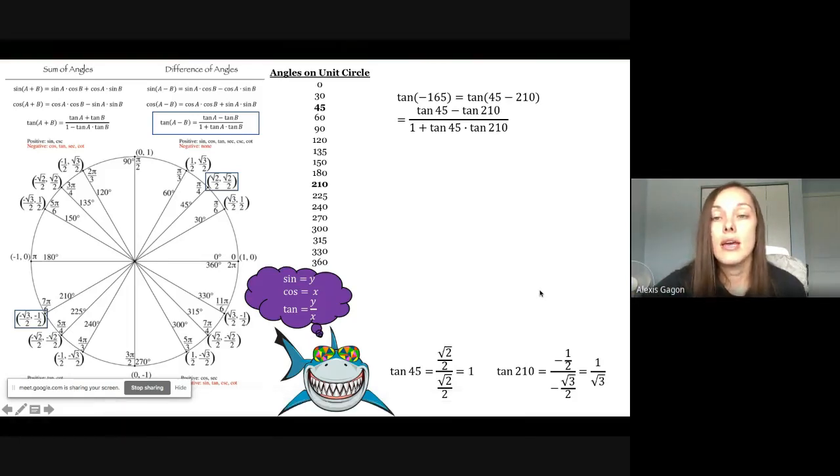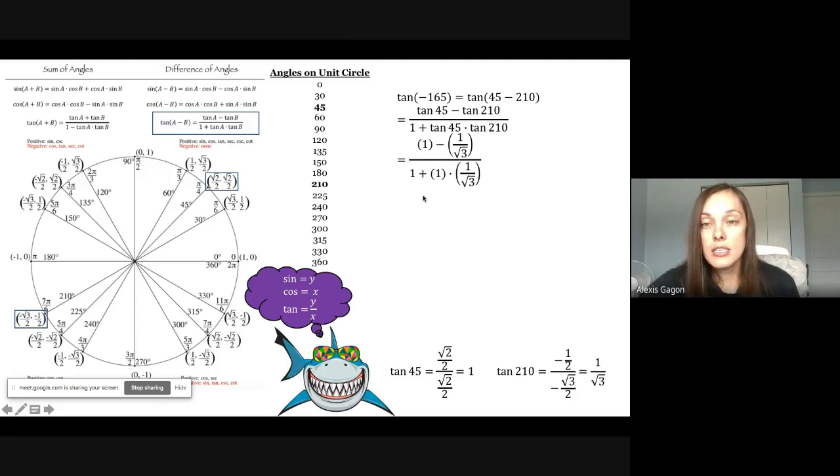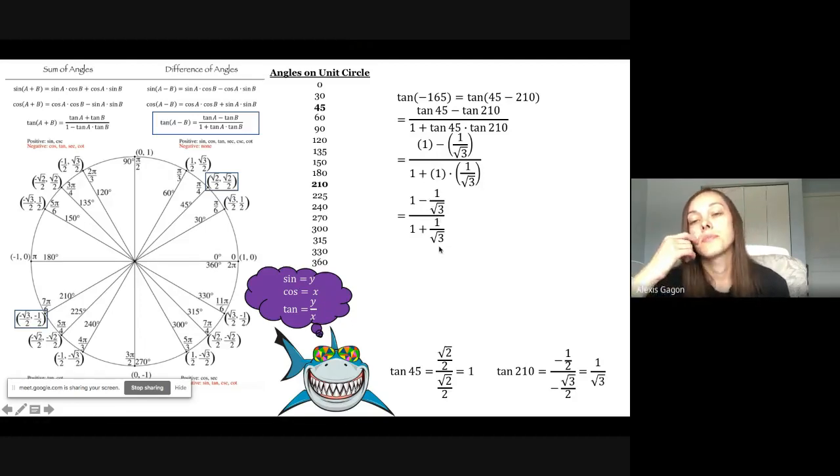Okay, so then I'm just going to plug these in. So tangent of 45 is 1, so I'm going to put 1 right there. Tangent of 210 is 1 over the square root of 3. And then 1 plus tangent of 45 is 1. Tangent of 210 is 1 over the square root of 3. So then I can simplify this a little bit further. That's 1 minus 1 over the square root of 3, and then 1 plus 1 over the square root of 3.